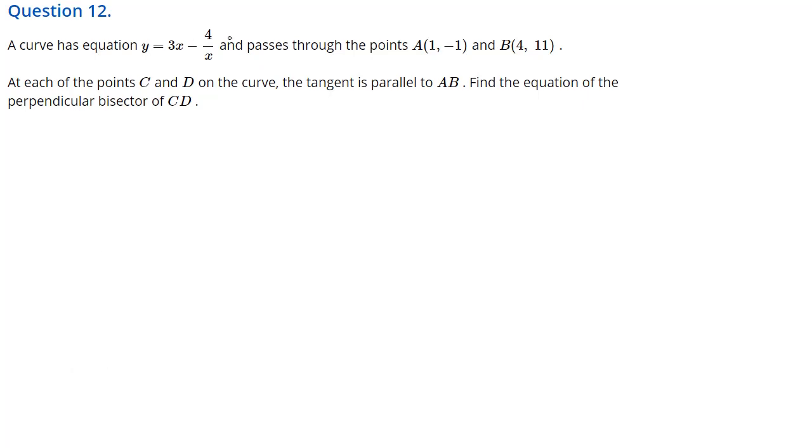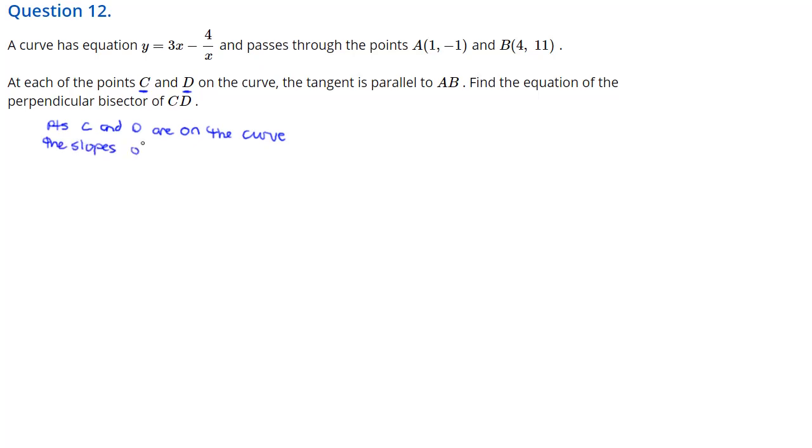In problem number 12, we've got a curve and it goes through both points A and B. And then they tell us that at points C and D on the curve, the tangents are parallel to AB. They want us to find the equation of the perpendicular bisector. So we've got to kind of pull this apart. The points C and D are actually on the curve.